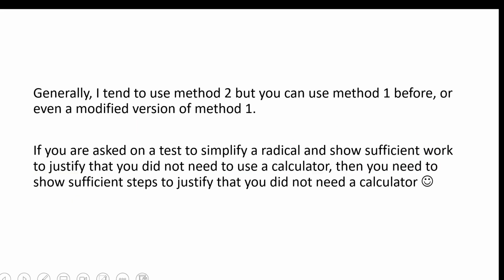Now, generally, I tend to use method 2, but you can use method 1 before, or you can even use a modified version of method 1. But if you're asked on a test to simplify a radical and show sufficient work to justify that you didn't need to use a calculator, then you actually need to show sufficient steps to justify you didn't need a calculator. It wouldn't be enough just to say, well, I got the answer right. It might be possible you just know how to press buttons on a calculator. And we want to test a little bit your number sense here.